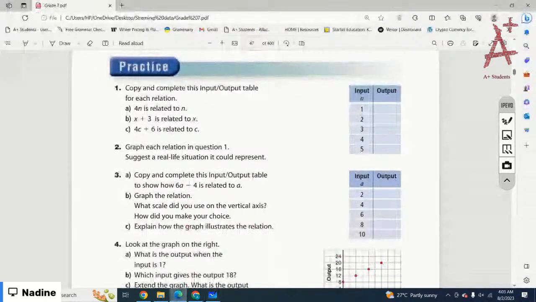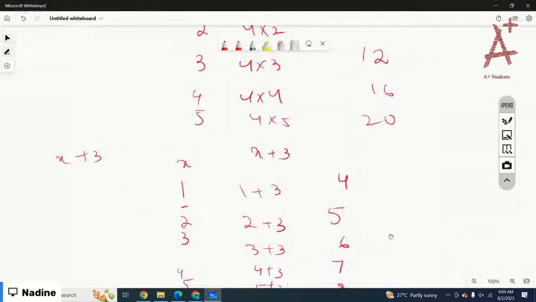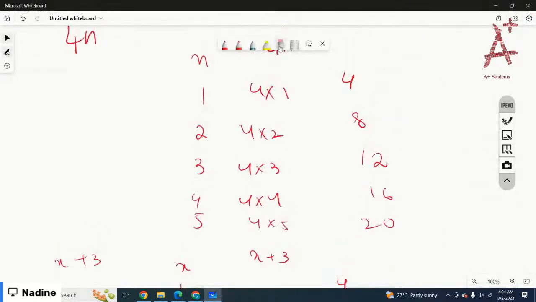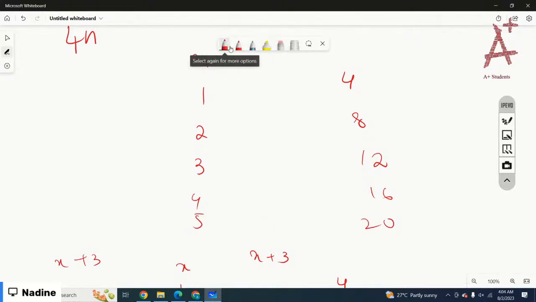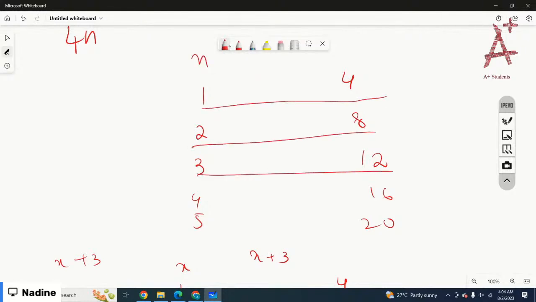The next question is, graph each relation in question 1. Suggest a real life situation it could represent. So you have to now graph these relations we did in question number 1. So how do we make a graph? You can see these as ordered pairs. Let me just remove this line because we need to just see the values. Okay, you have to look at the values as ordered pairs: 1 and 4, 2 and 8, 3 and 12, 4 and 16, 5 and 20. How do you graph them?